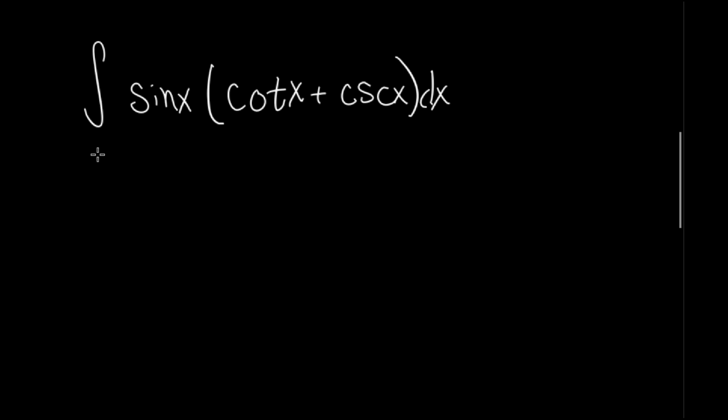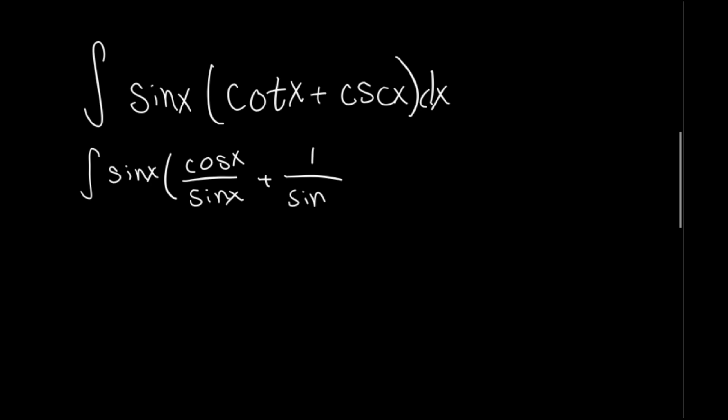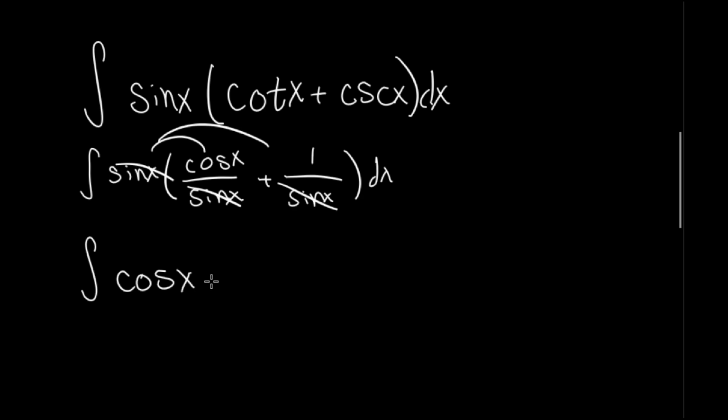So we can rewrite the integral and do sine of x, and then cotangent is simply cosine of x over sine of x, plus cosecant is the inverse of sine, so 1 over sine of x, dx. And we can right away see that when we distribute the sine of x into each of these, the sine of x will cancel with the sine of x, and this will cancel with the sine of x. So then we're left with the integral of cosine of x plus 1 dx.